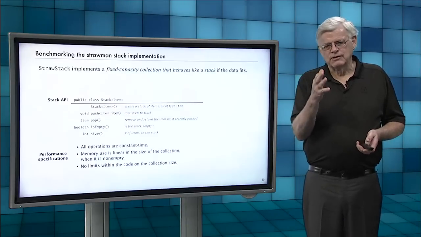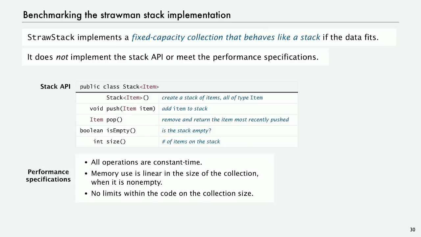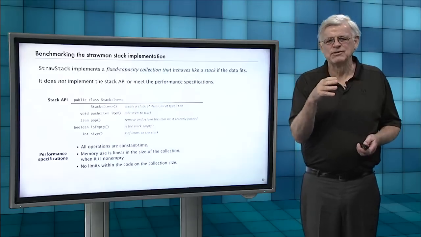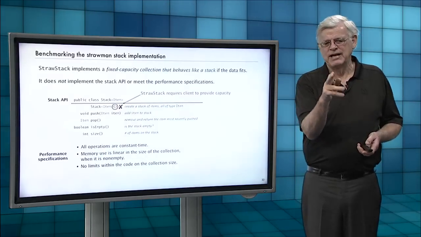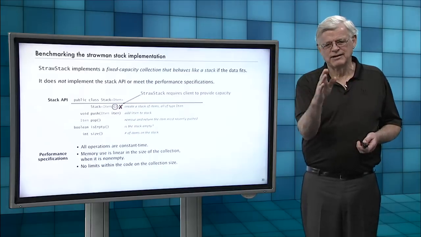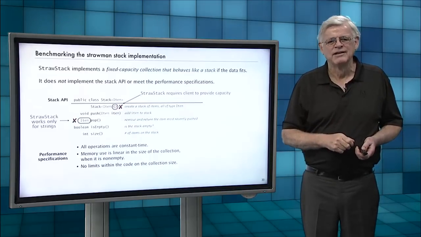So let's do a quick benchmark. What this thing implements, the strawman stack, is not really a stack. It's a fixed capacity collection that behaves like a stack if the data fits. And that's a lot of restrictions. It does not implement the stack API, number one, because it requires the client to give capacity. And number two, it doesn't meet the performance specs. So the API says it shouldn't be an argument to the constructor, but StrawStack requires a capacity.